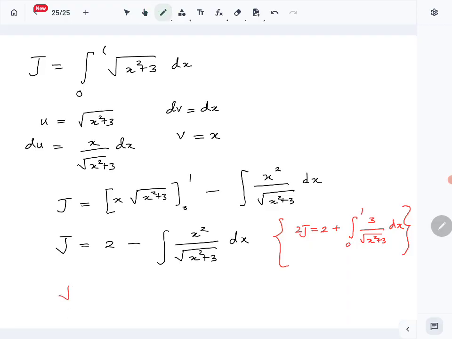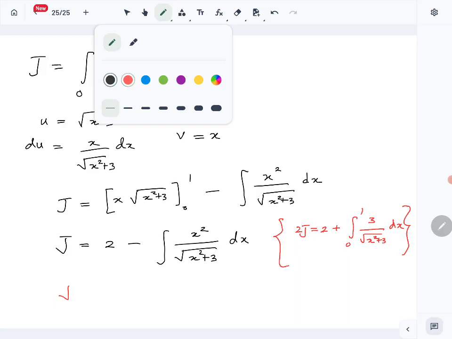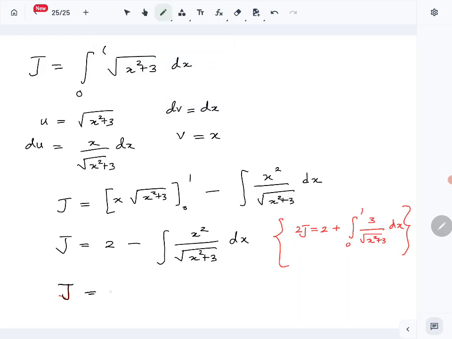So notice that, integral from 0 to 1. Now I'm going to add plus 3 and minus 3. So then it's still the same expression, x squared plus 3 square root of that and then dx. Then group the first two terms and break this into two integrals.